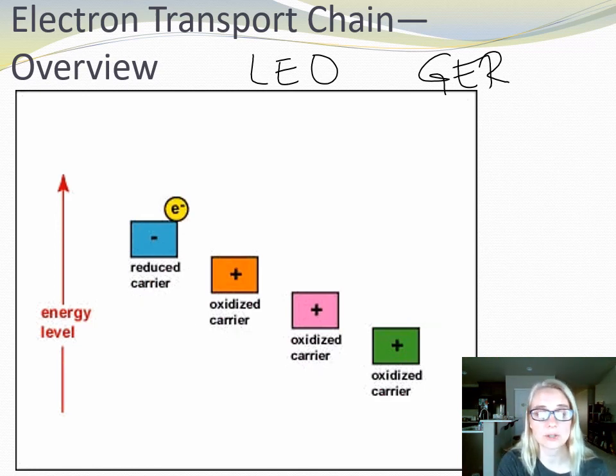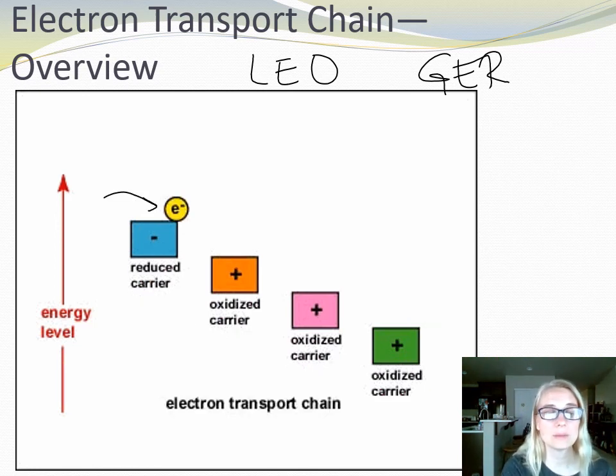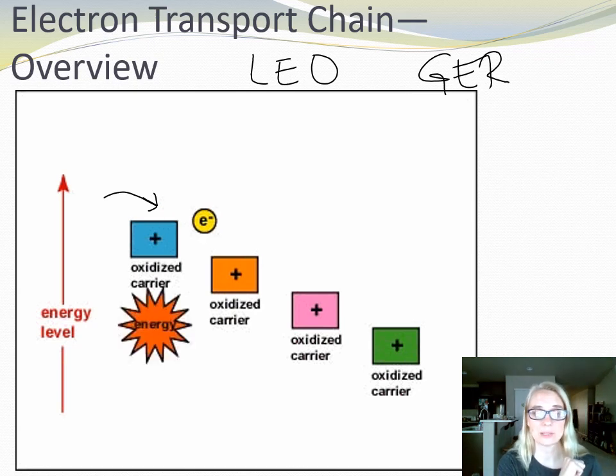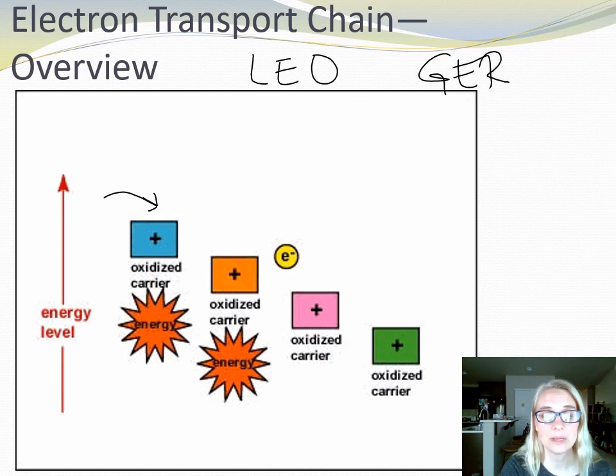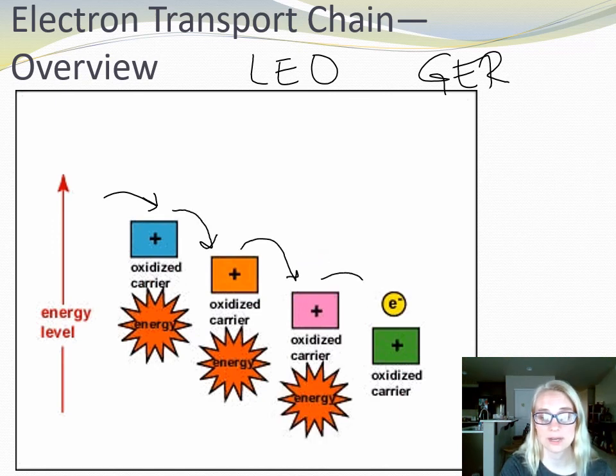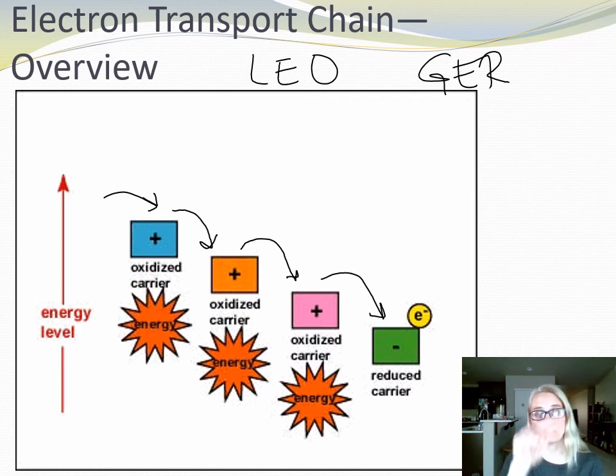We're going to lose those electrons and donate them to these proteins that are embedded in the membrane, and they'll turn right back around and be oxidized and reduced, oxidized and reduced, oxidized and reduced as these electrons bounce from one to the next.